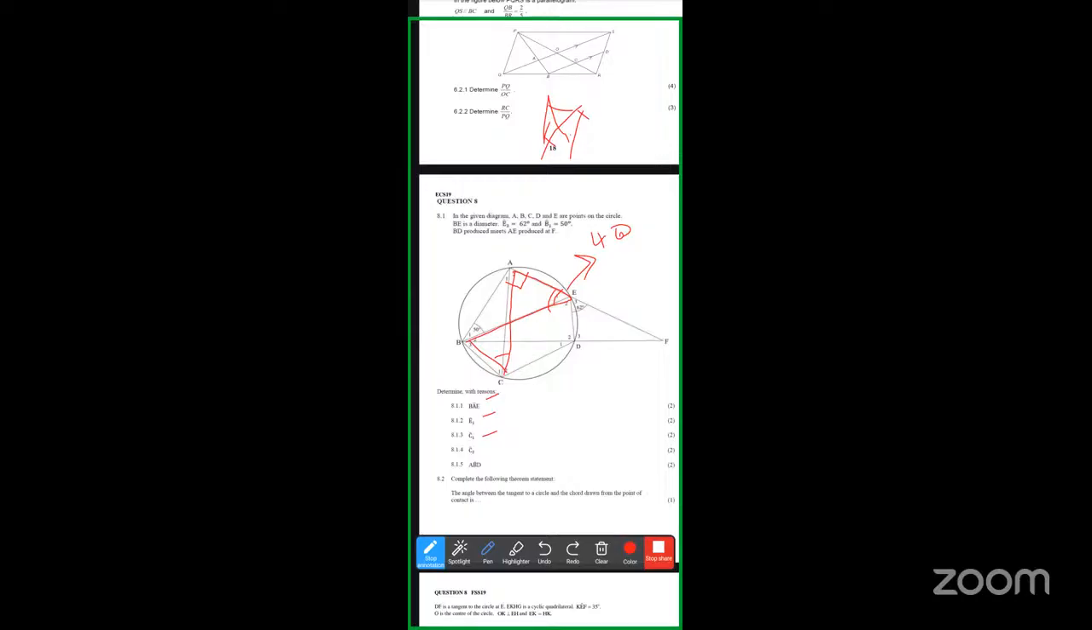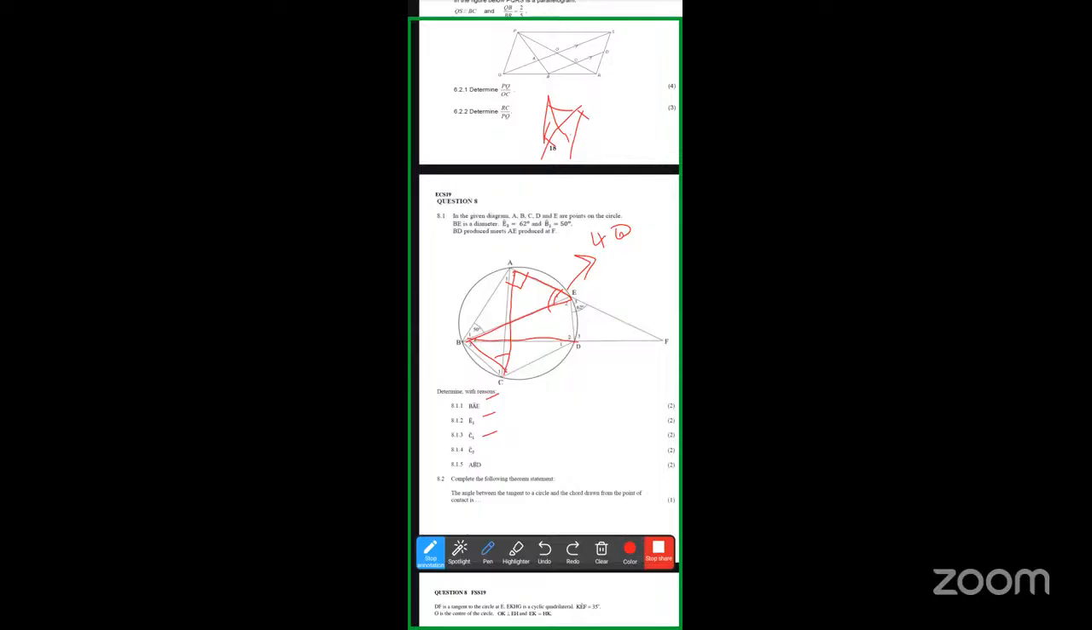And then 8.1.4 is saying calculate the size of angle C2. Now we want this one right here. How do you think we can find this one, guys? This one right here. What do you think? Anyone with some idea? But this is the hint.